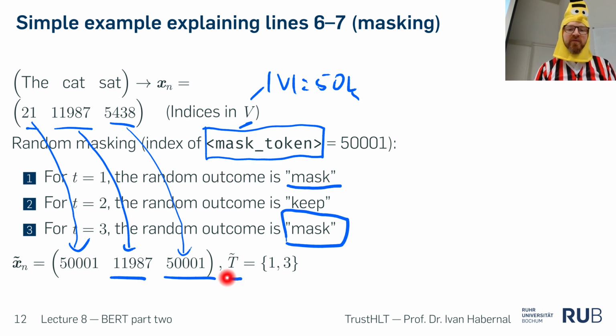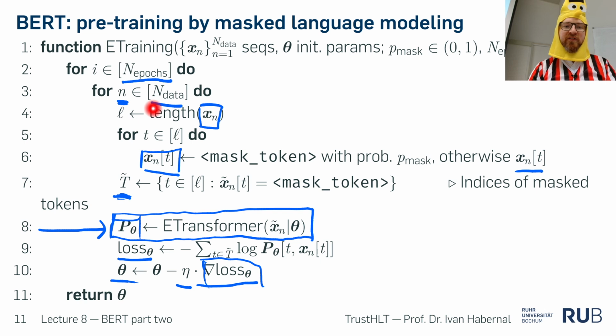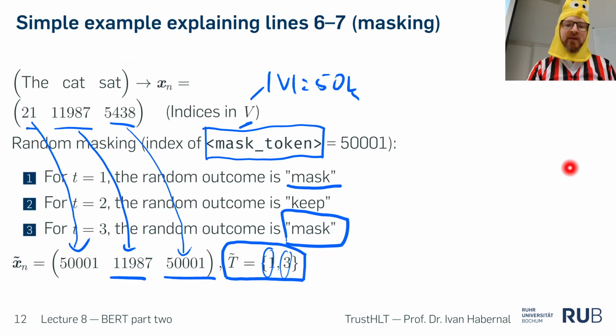And we keep the indices of the words which we mask. We mask the word at position T1 and the word at position T3, because this will be important not to forget: we need to reconstruct these words. We need to reconstruct 21 and we need to reconstruct 50,438 later on, these indices. Okay, so this was the algorithm at lines 6 and 7. These two things are now very clear: we're just masking the words and keeping the tilde T.